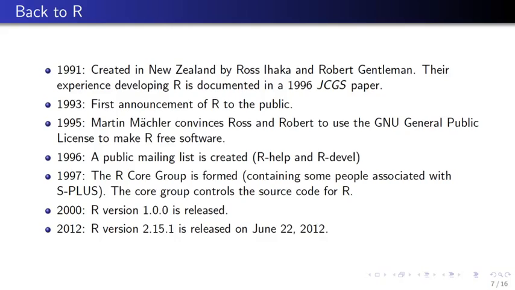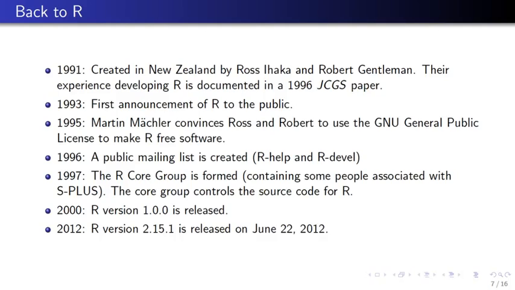And they talked about their experience developing R in a paper published in 1996 in the Journal of Computational and Graphical Statistics. In 1993, the first announcement of R was made to the public. In 1995, Martin Maechler convinced Ross and Robert to license R under the GNU General Public License. And we'll talk a little bit more about that in a second. And that made R what we call free software.